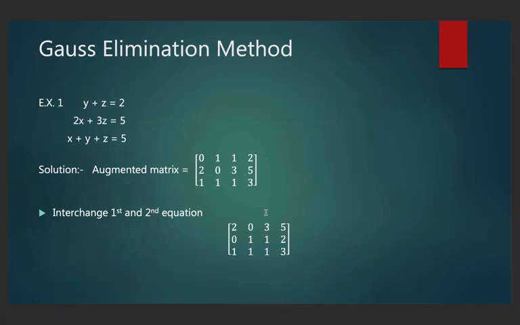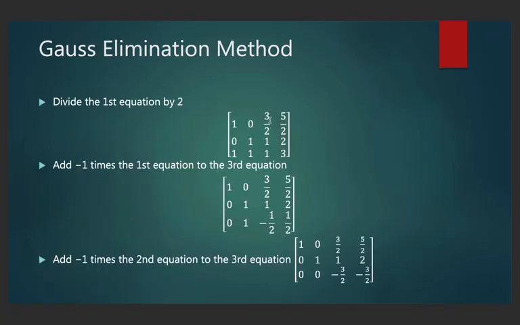Here you can see I have shown an example. Here is the augmented matrix: 0, 1, 1. Since there is no x, its coefficient is taken to be 0. Then 2, 0, 3, 1, 1, 1, and on the right side I have 2, 5, 3. Then you have to interchange the first and the second equation. Since you can see the 0 is at the top left, extreme left, you bring it to the second row. Then you divide the first equation by 2, add minus 1 times the first equation to the third equation, and add minus 1 times the second equation to the third equation. You have to continue this process until you get the leading one and the rest all as 0.